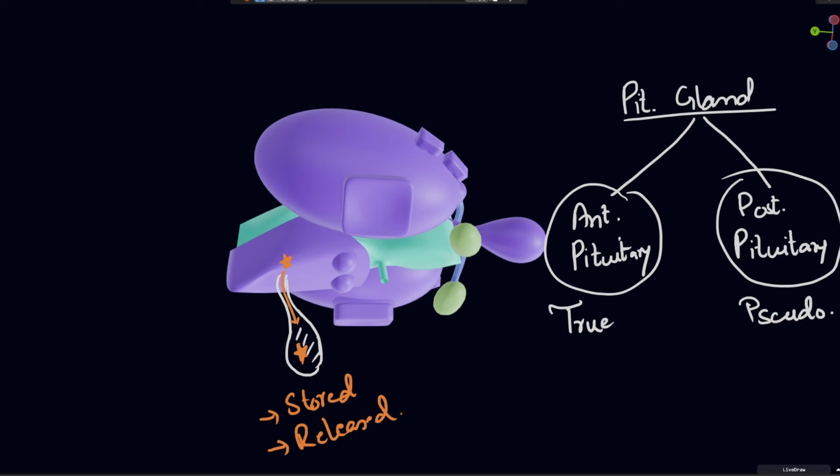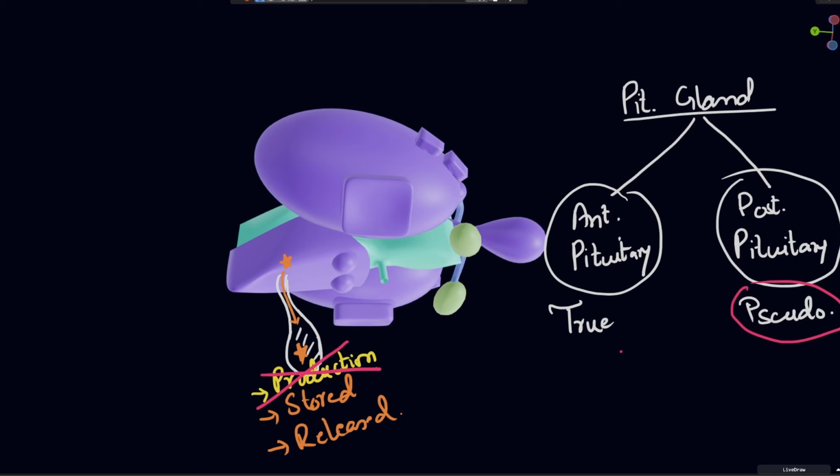But truly a gland is also related with secretion or production. A true gland is also related with production of the hormones. So there is no production of hormones in the posterior pituitary. There is no actual synthesis of hormones in the posterior pituitary. That is why it is said that it is not a true gland. It is actually an extension of hypothalamus.